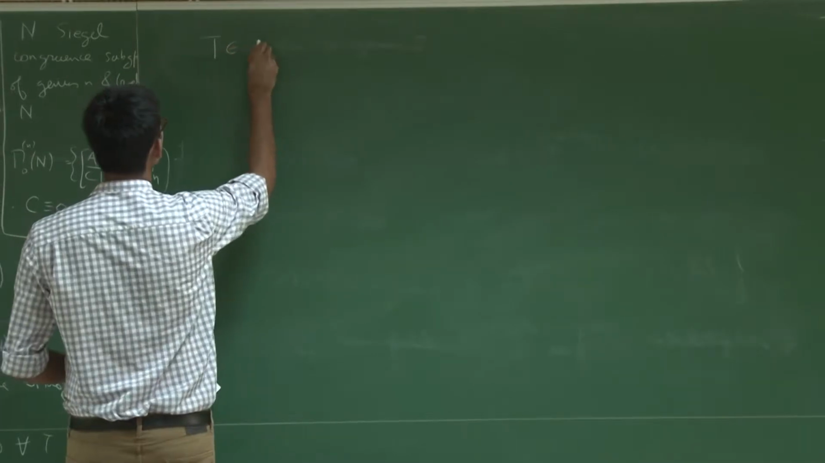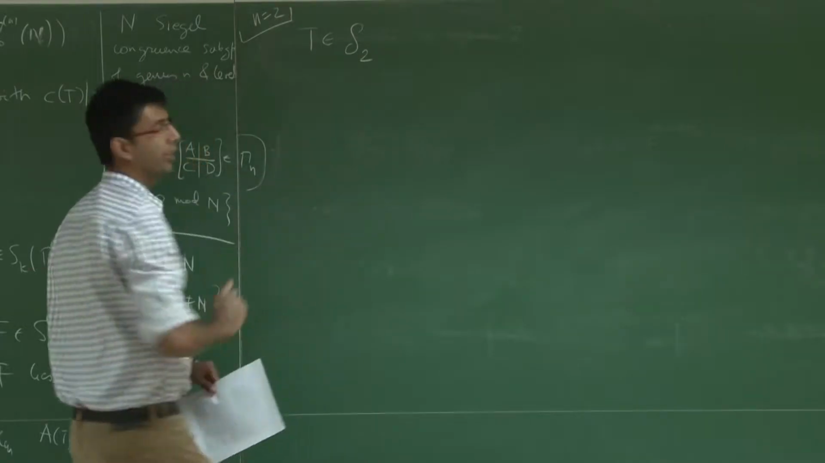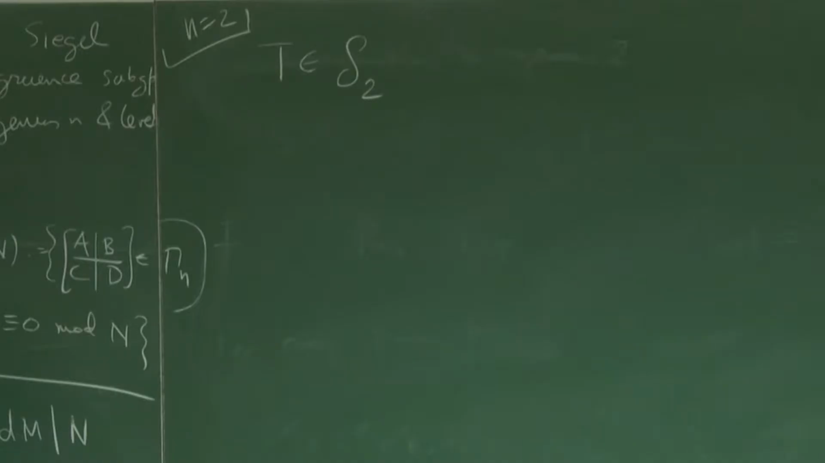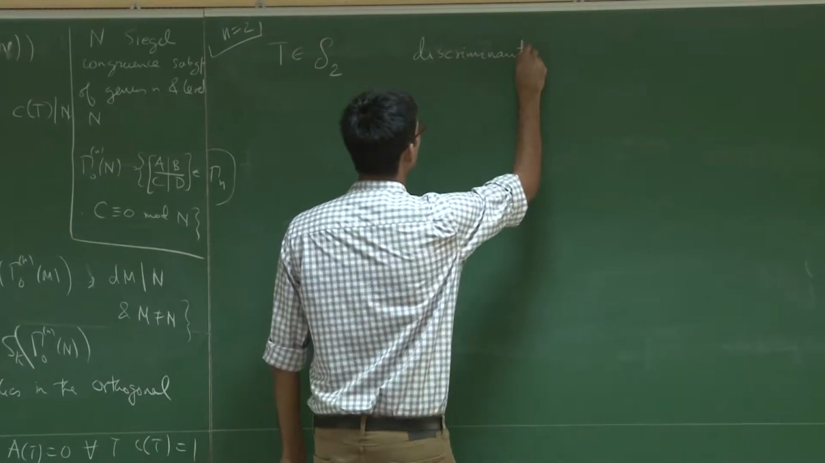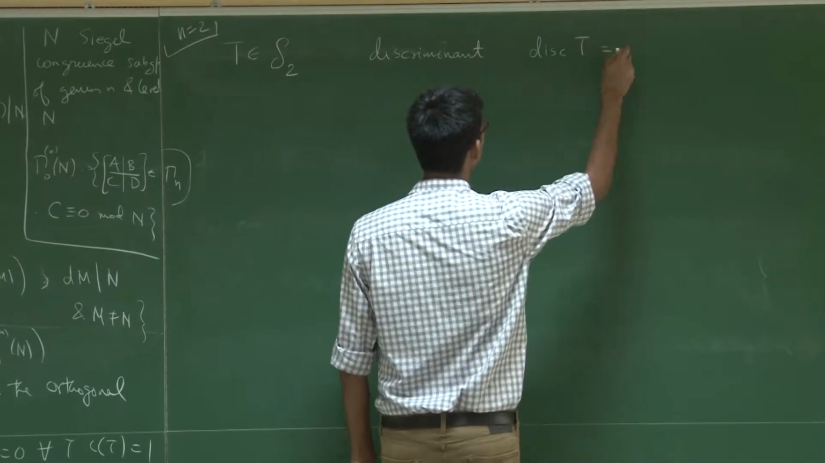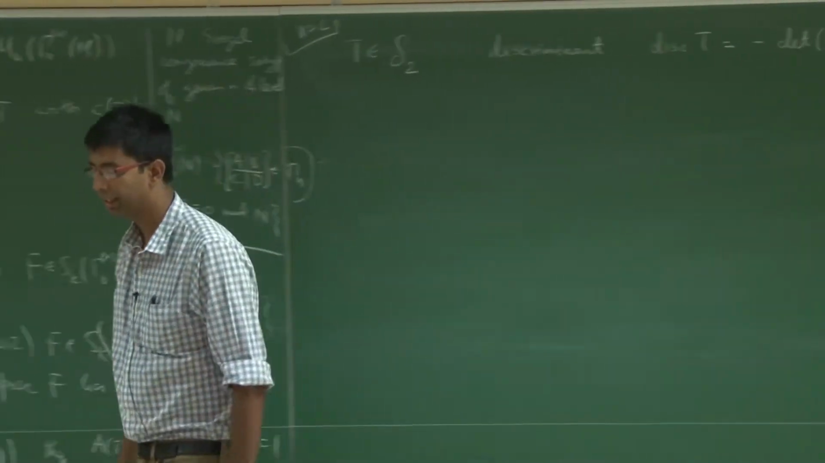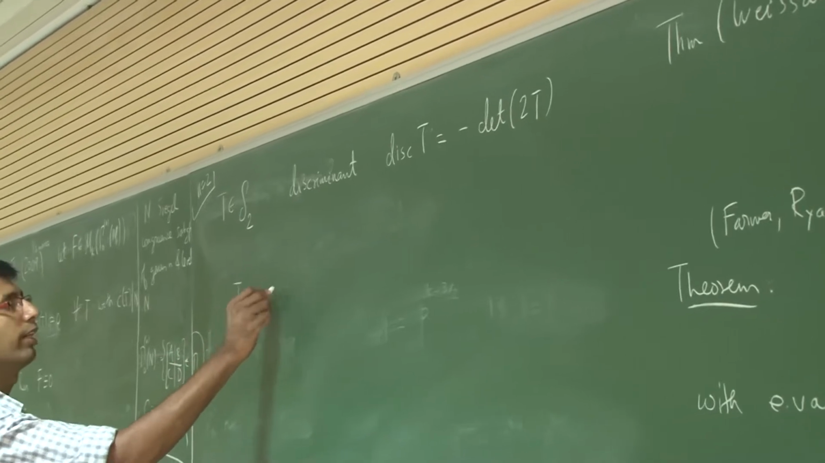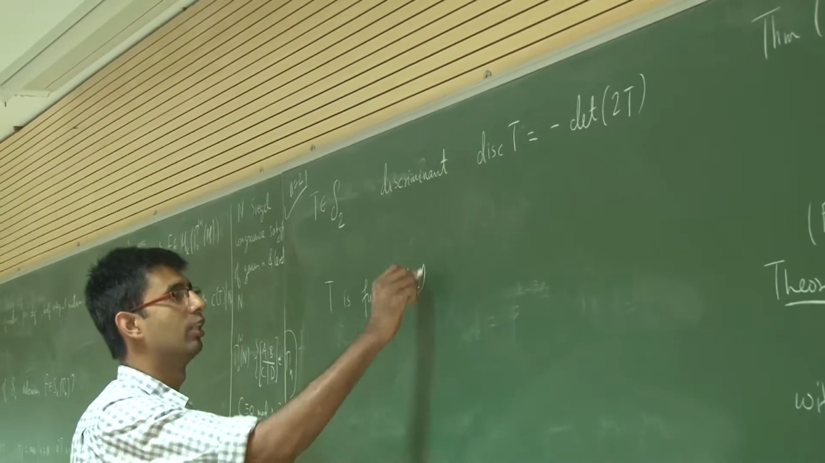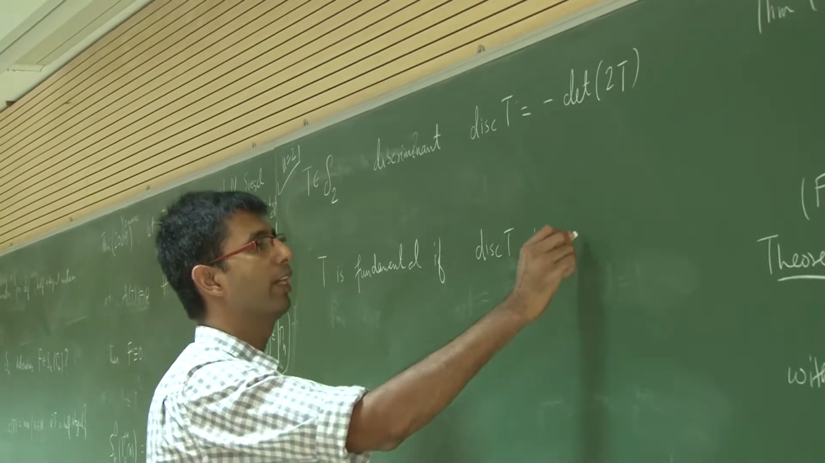So, if you have T in S2, I am now restricting to n equals 2, from now to the end of the lecture today, it is all n equals 2, and the discriminant DISC of T is defined as minus 2 times determinant 2t. It is a negative number, and I say that T is fundamental if the discriminant of T is a fundamental discriminant.